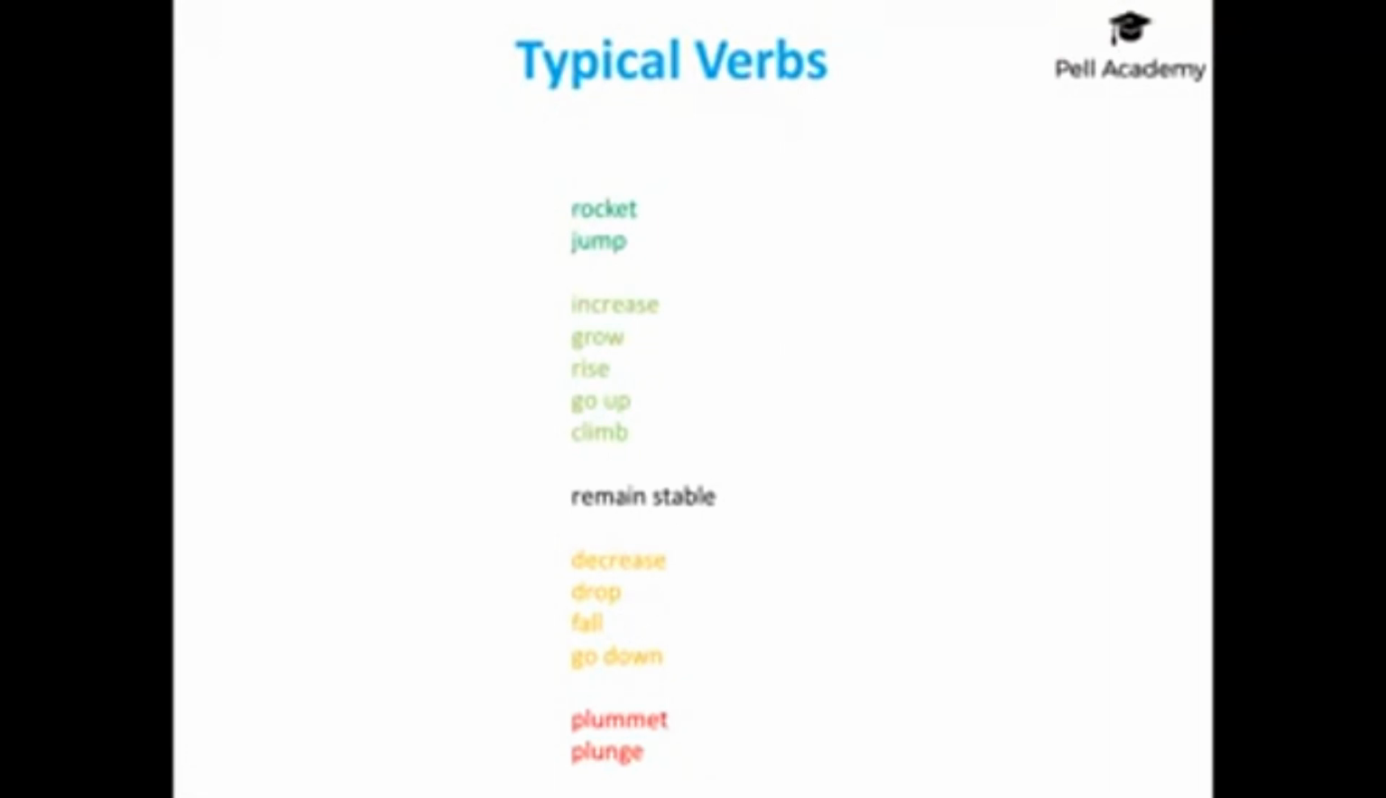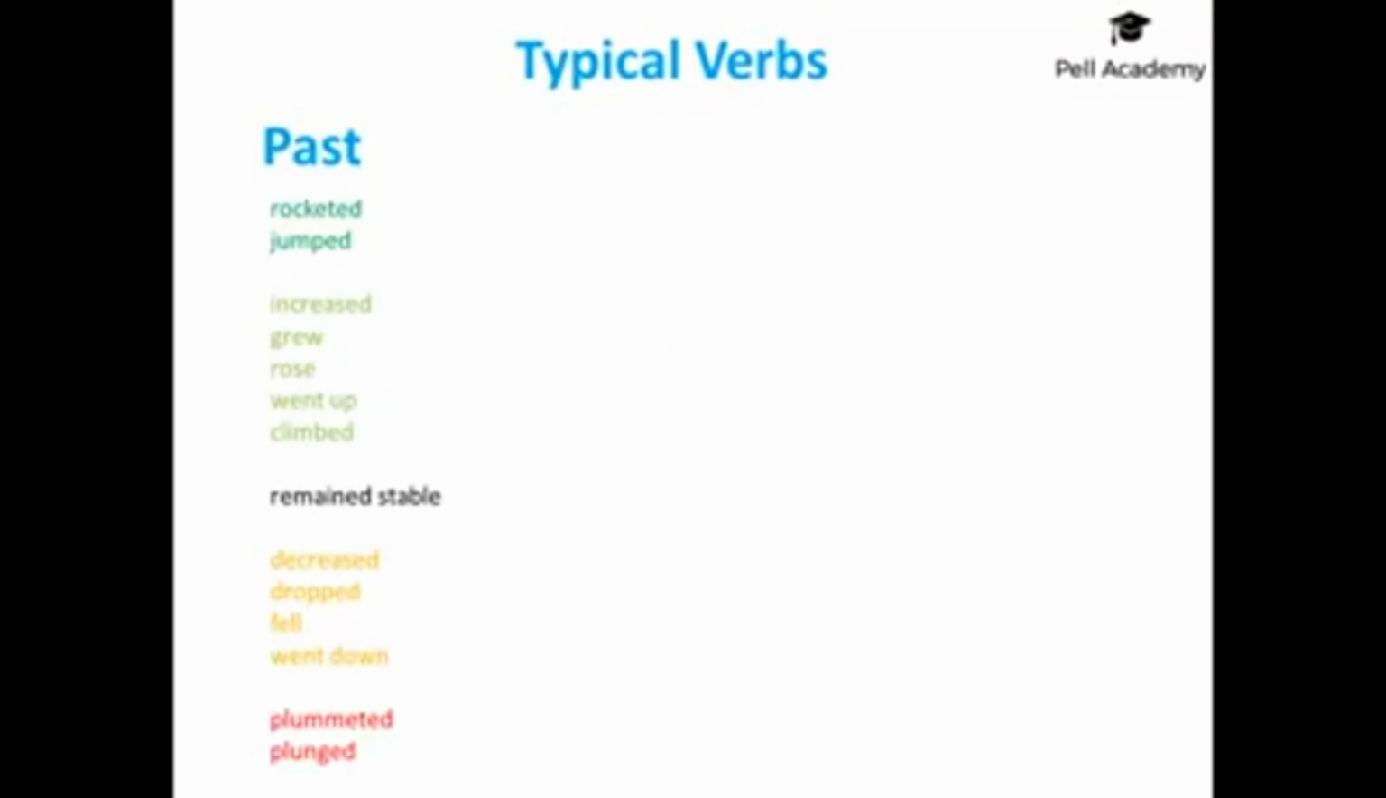So the next thing to know is how to use them in context. You will never use these words like this. You need to know how to have the correct grammatical structures as well. Very often we're talking about the past, so you're obviously going to have to use the past tense of the verb. So we have rocketed, jumped, increased, grew, rose, went up, climbed, remained stable, decreased, dropped, fell, went down, plummeted, and plunged. Again, if you're going to use these words, there's no point using them incorrectly. Very often we're talking about the past, so you need to have that exactly right every time.